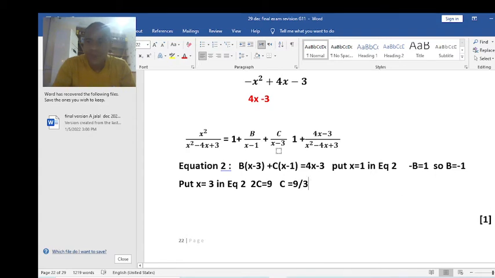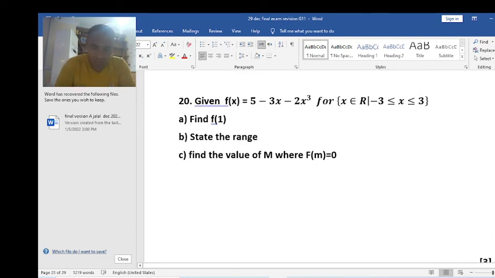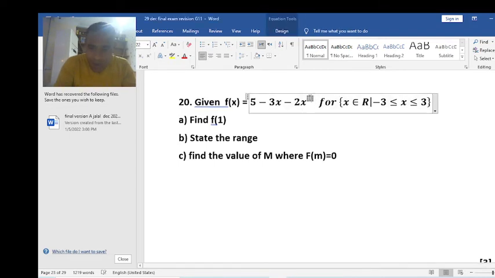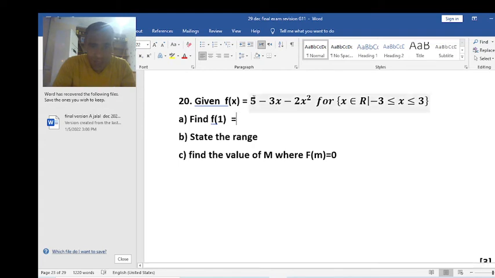The next one, now we move to this function. f of x equals 5 minus 3x minus 2x squared. And the domain is x is a real number and x is between negative 3 and 3, an interval. The question is find f of 1. First of all, just calculation. f of 1 will be 5 minus 3 multiplied by 1, then minus 2 multiplied by 1 squared. 1 squared is 1. So 5 minus 5 is equal to 0.